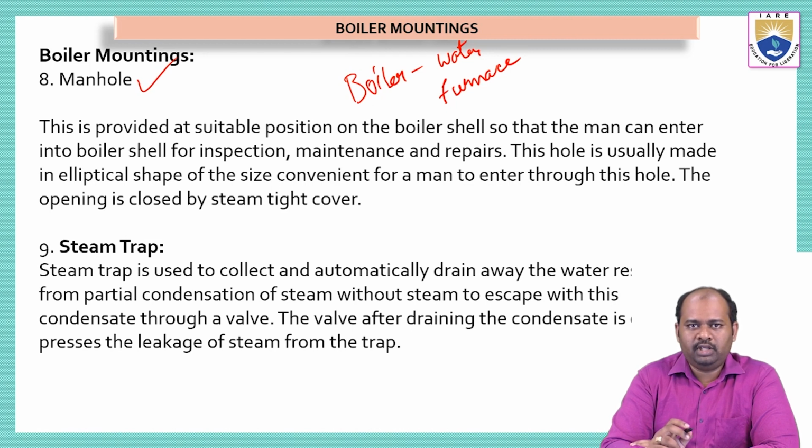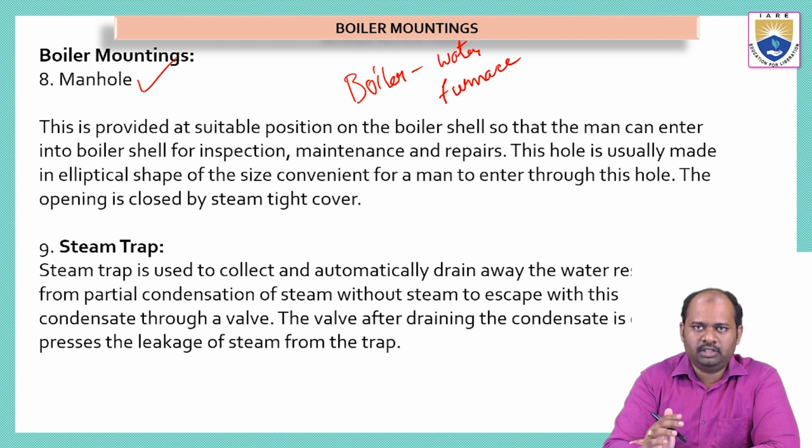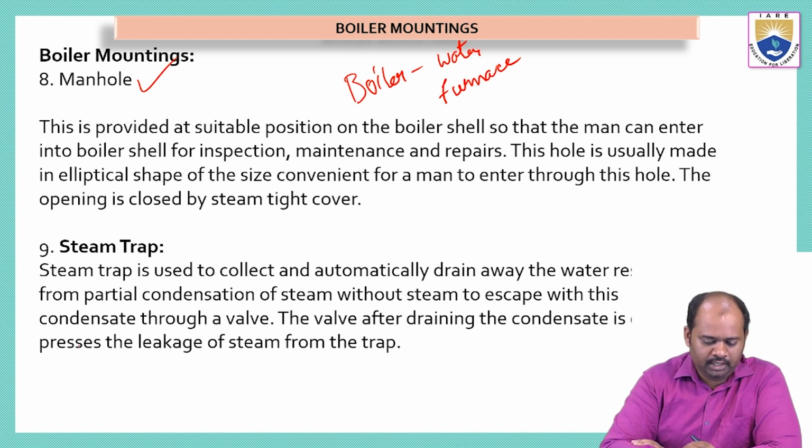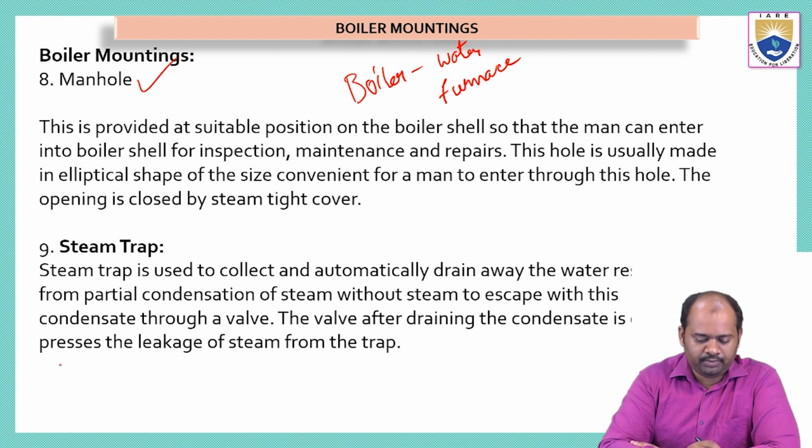It has to be closed and sealed with the help of a steam lining, that is, a rubber steam lining present on the surface of the boiler. This cover should be sealed, otherwise steam will escape through this opening. And then we have the steam trap.